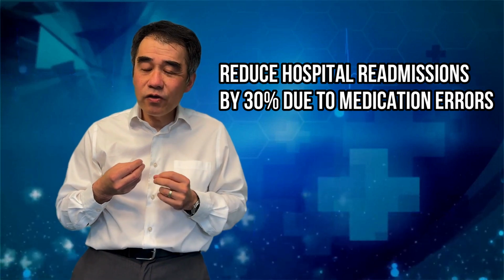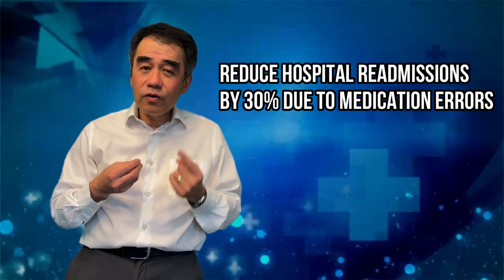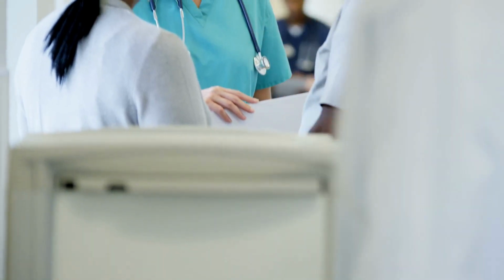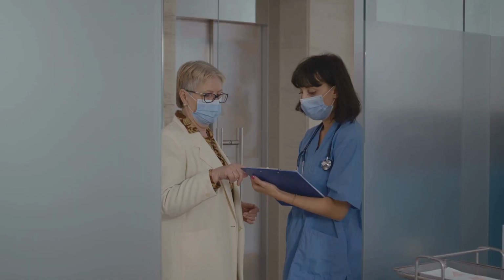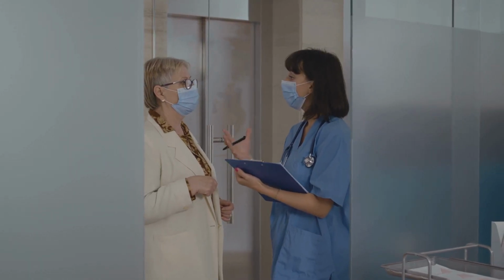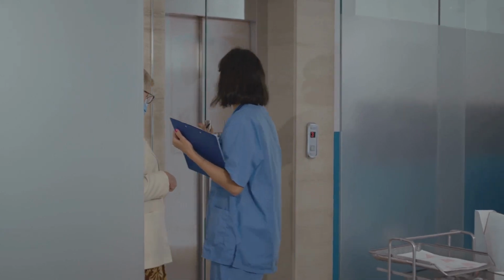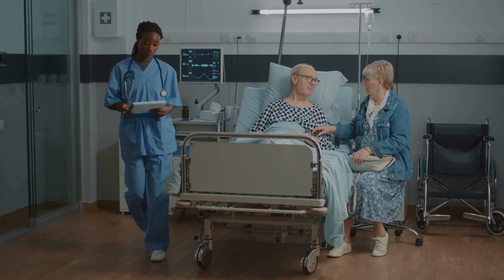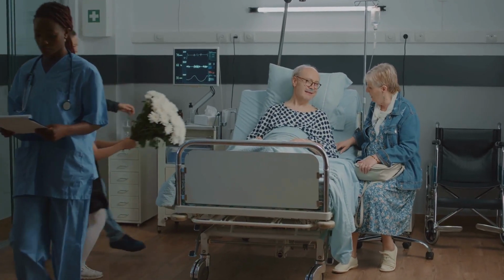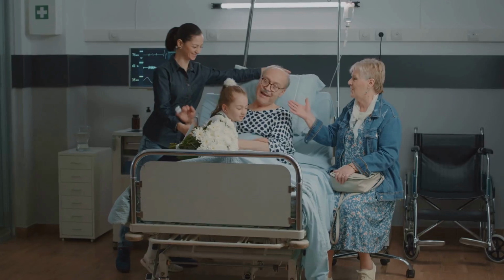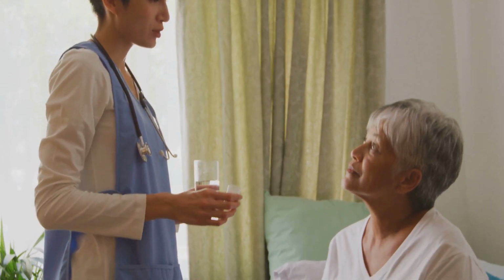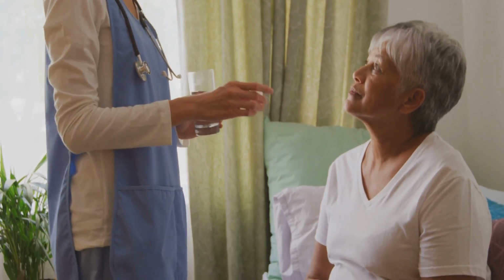Imagine our goal is to reduce hospital readmissions by 30% due to medication errors. One primary driver we would focus on is medication management and adherence. So, why is this important? Well, proper medication management ensures that patients are taking the right medications at the right time and in the correct doses. When patients don't manage their medications properly, it can actually lead to complications that may require readmission to the hospital. By improving medication adherence, we can significantly reduce the chances of this happening.